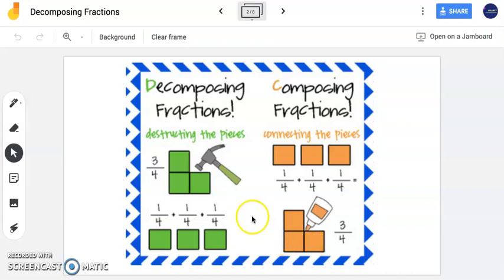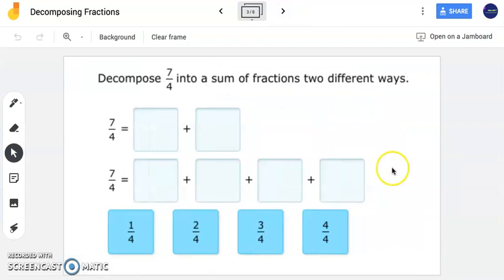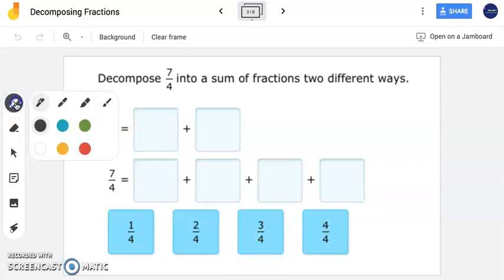So today we're going to focus on representing fractions in different forms, and you're going to do that by decomposing each fraction. For example, it says decompose 7/4 into a sum of fractions two different ways. Now, there's even more than two ways to decompose 7/4, but we're just going to find two ways today. Now, notice here we have 1/4, 2/4, 3/4, 4/4. These are my options to decompose. Now, I'm just going to follow these directions and use the values that were given to me, even though you could use many different methods to do this.